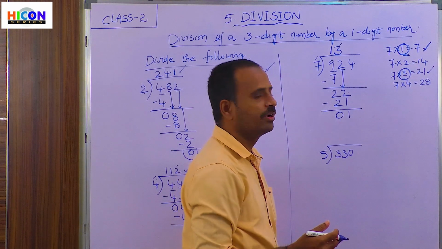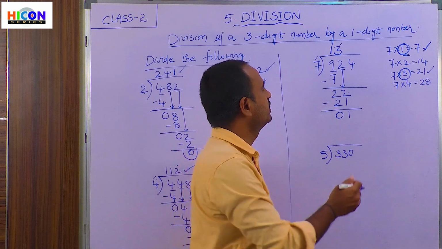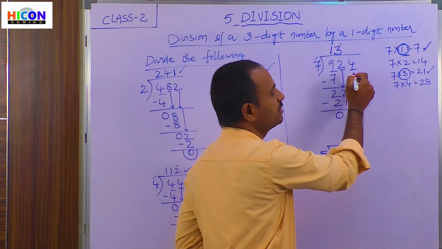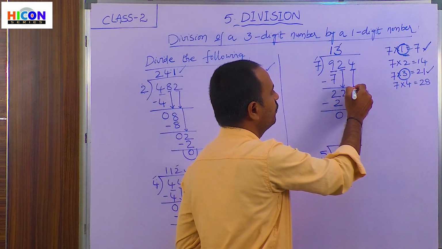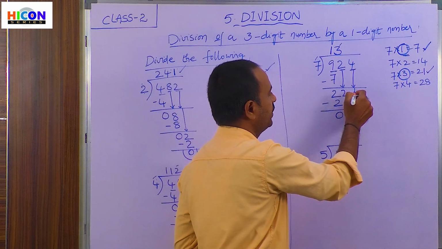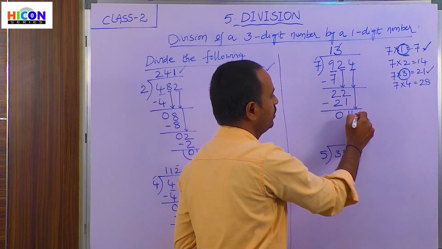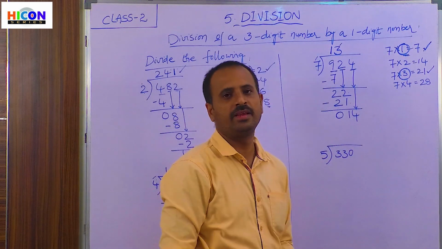So now bring down the third digit. What is the third digit here? 4 is the third digit. So bring down the third digit, that is, bring down the digit 4. So the number becomes 14.